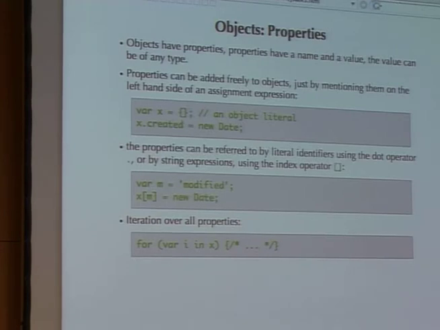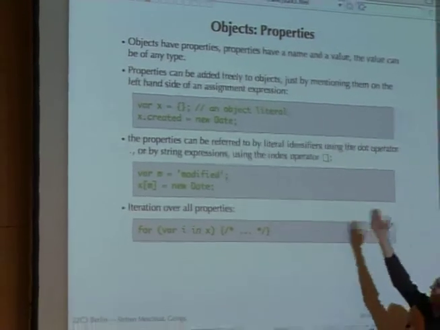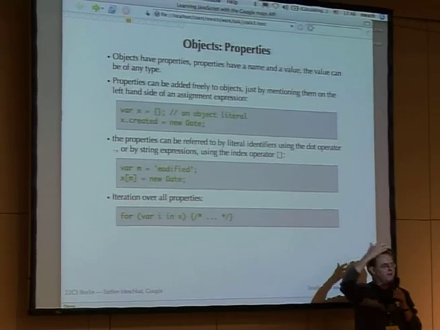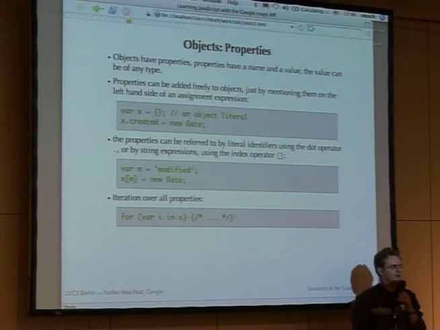Okay, so we have seen already some instances of how objects work. Basically, objects are containers of properties. So objects have properties, and properties have values, and you can just assign any value to any property of any object. So there's no predefined set of properties that any object can have.